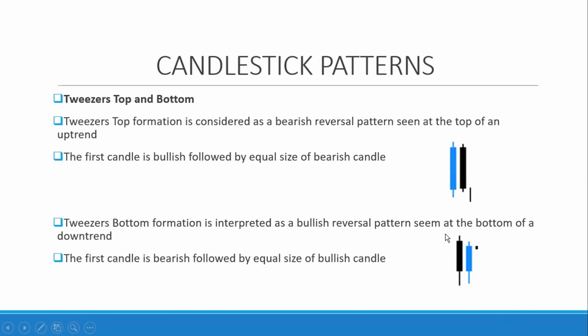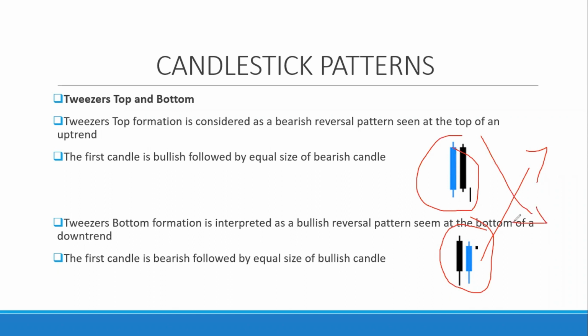And when the tweezer bottom is formed at the bottom of a downtrend, it indicates a potential reversal to the upside, whereas the tweezer top indicates a potential reversal to the downside. That is why they are just opposite of each other. That is what you should take note of.